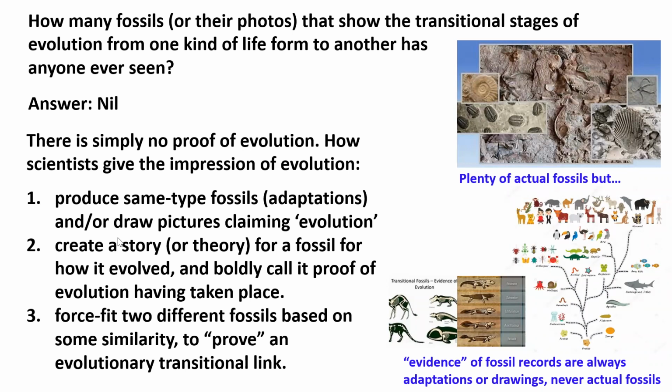Or the second way is they create a story or theory for a fossil, and then they tell you how this fossil will evolve. They make up a story and then boldly call it proof of evolution having taken place. They take one fossil and come up with a story. Next week we will look at the most important fossil, the so-called man. Next week we look at a fossil of man, and they create a whole story around man, or a whole story about monkeys, and then they say, see, proof of evolution.